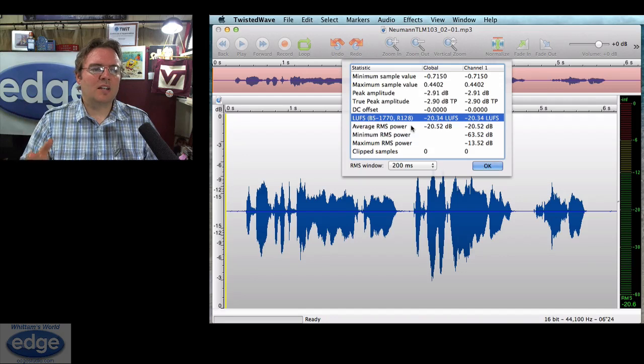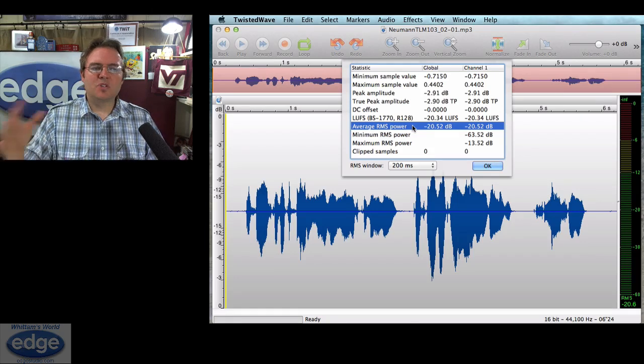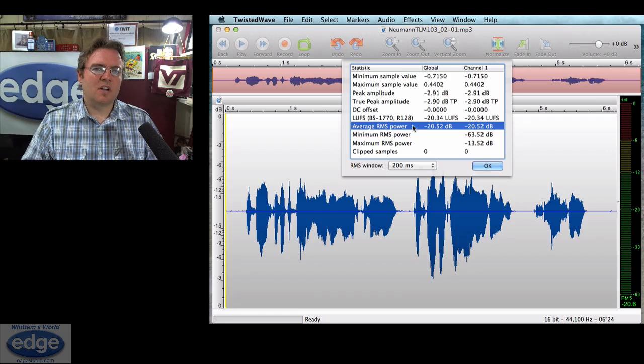If your software has the ability to analyze and measure, and it only gives you the option of average RMS, the two of them are almost completely the same. They're very similar, close enough that they're pretty much interchangeable. And that is, again, the average volume or power of the audio throughout the entire track.